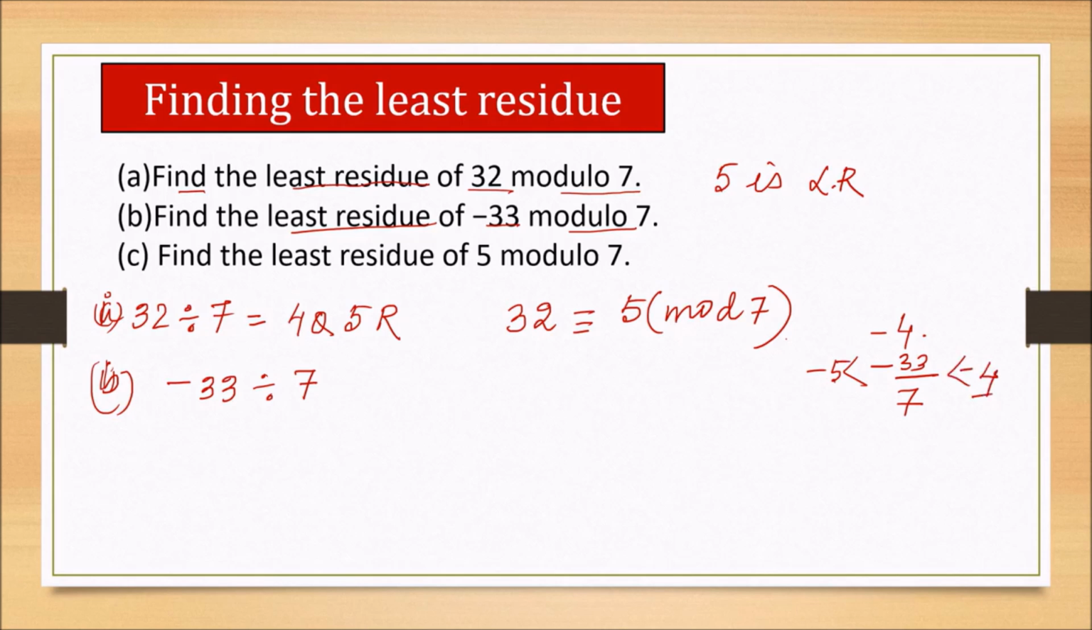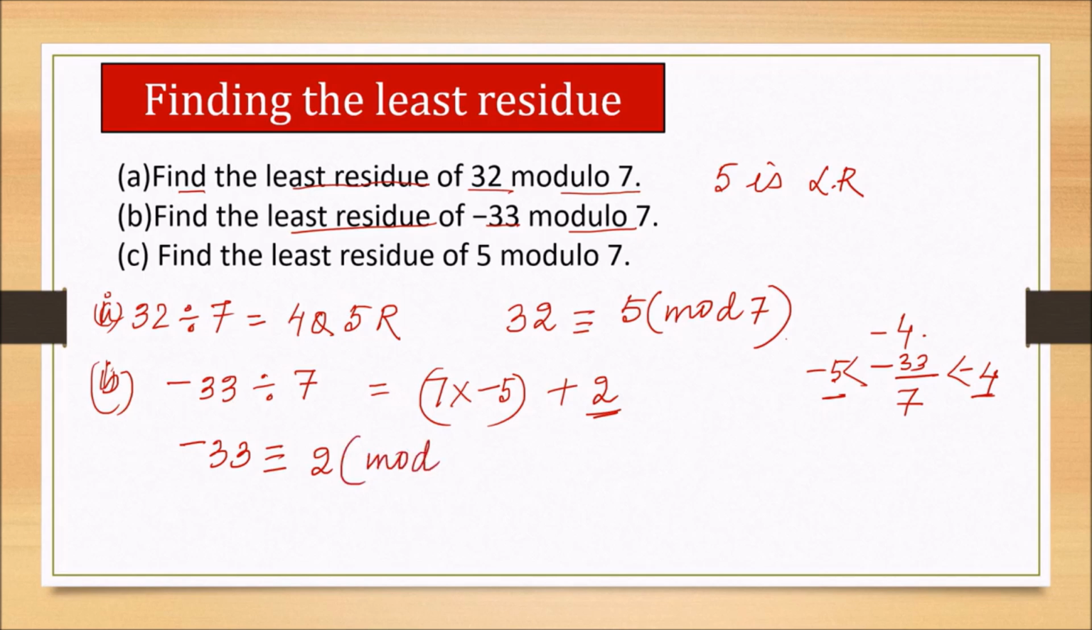I cannot take negative 4, I'll take negative 5. So I'll write this is equal to 7 into minus 5, that will be minus 35, plus 2. So 2 is the residue here. So negative 33 is congruent to 2 modulo 7. So the least residue for B is 2.